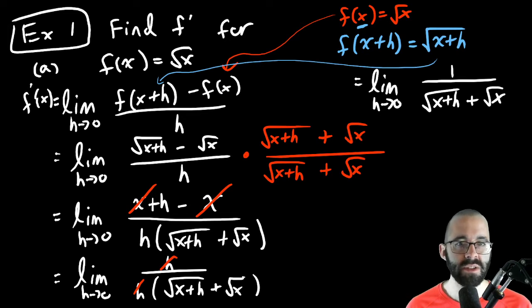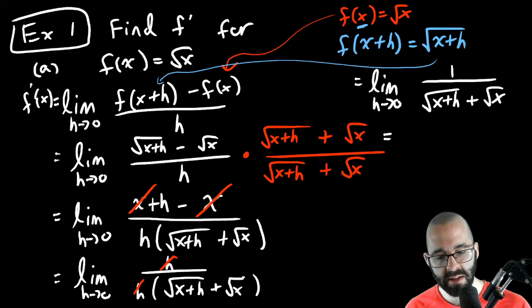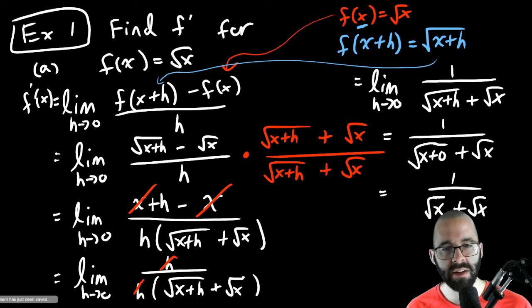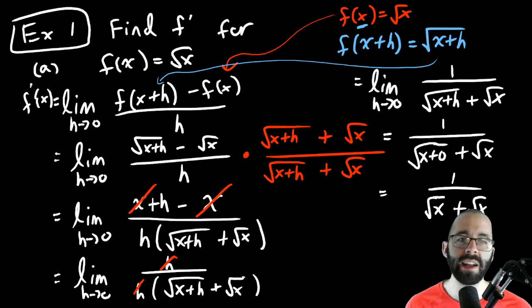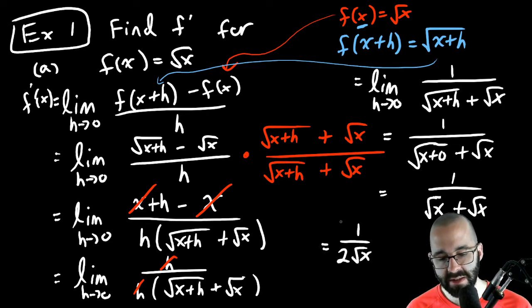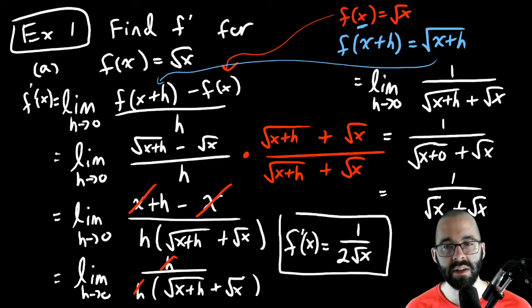Because now we can use direct substitution, right? We can plug in h equals 0, and as long as x is not also equal to 0, we've got a really nice thing. This is going to be 1 divided by the square root of x plus 0 plus the square root of x. Well, that's the square root of x plus the square root of x. Well, I have one square root of x. I'm adding another square root of x. How many square roots of x do I have? I have 2 square roots of x. This is the derivative function.